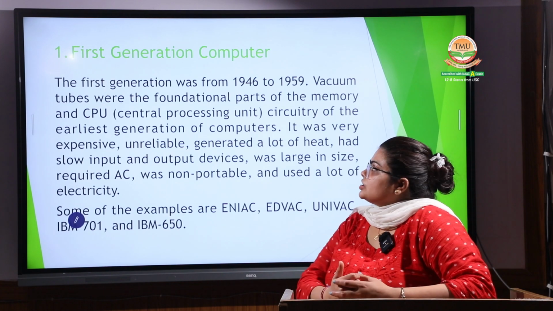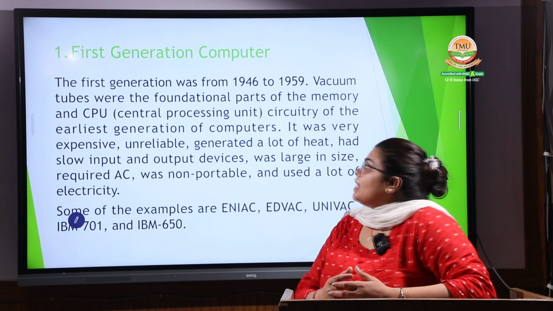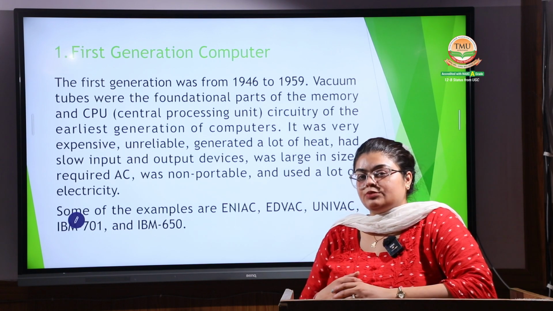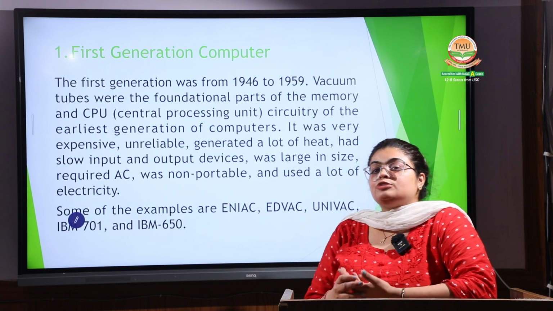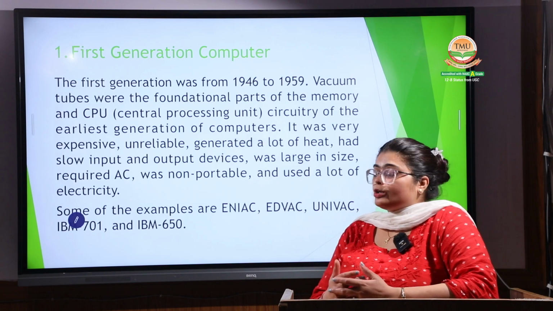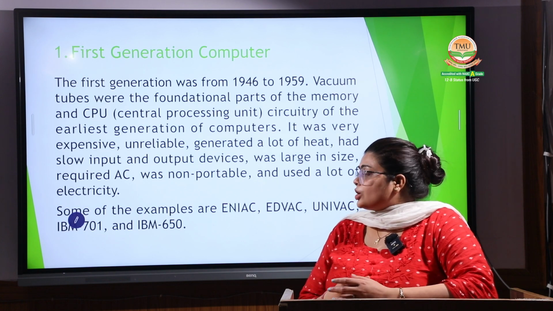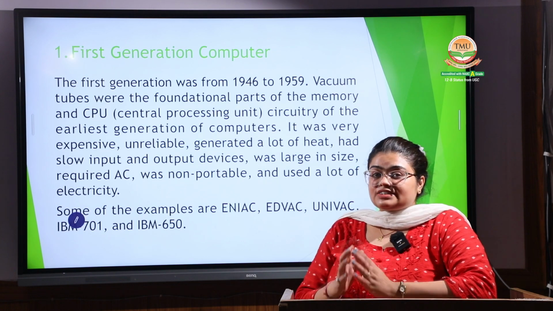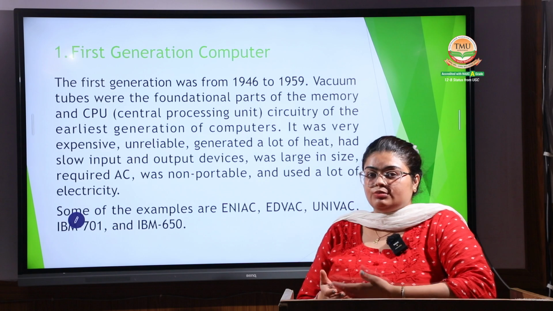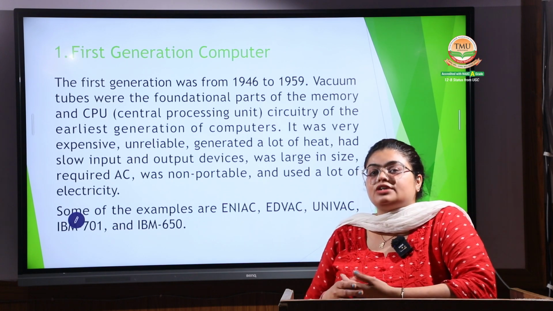In the first generation, vacuum tubes were the foundational parts of the memory and the CPU. These vacuum tubes were large in size, very expensive, generated a lot of heat, and had slow input and output devices. They also required ACs, and basically they were not portable, and they used a lot of electricity.